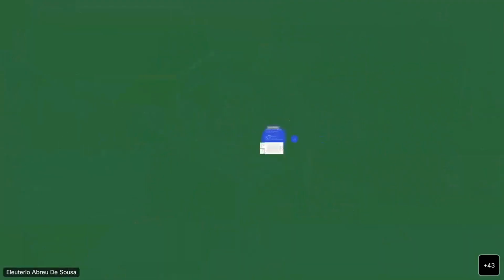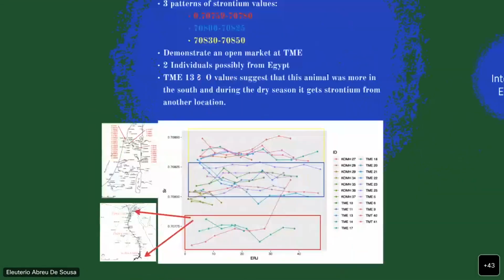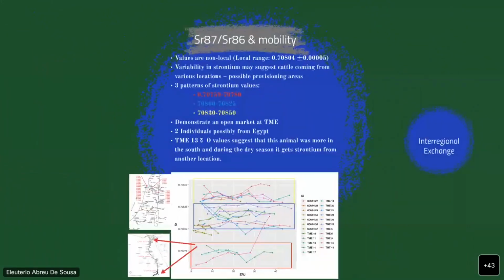Lastly, we have the animal mobility that we can see. And according to the strontium values, we have 3 current patterns of strontium values. We have those that are 0.7059 to 0.70780. We have a second pattern in the blue, 0.70800 to 0.70825. And lastly, in the yellow, we have 0.70830 to 0.70850.